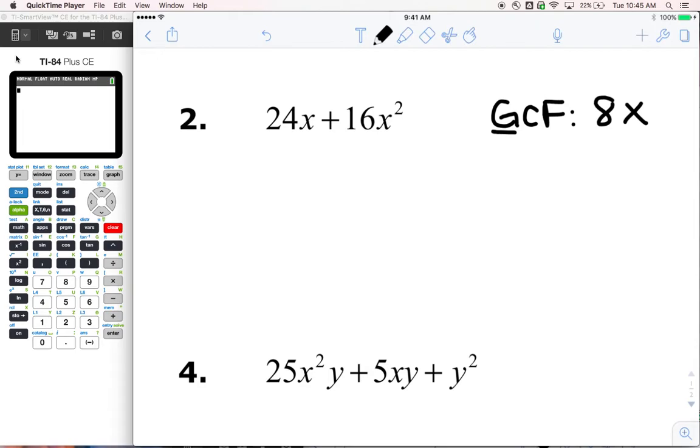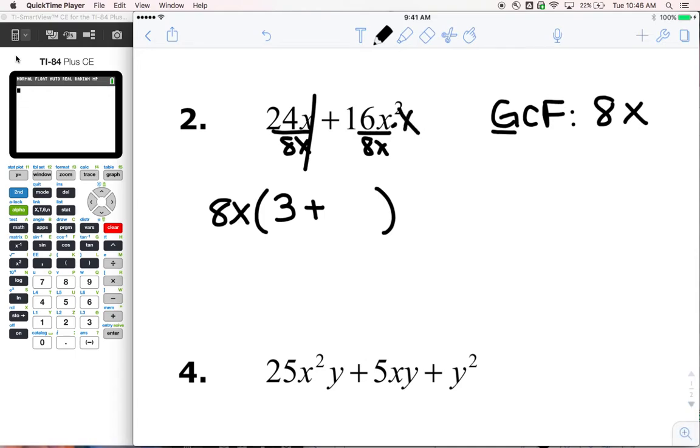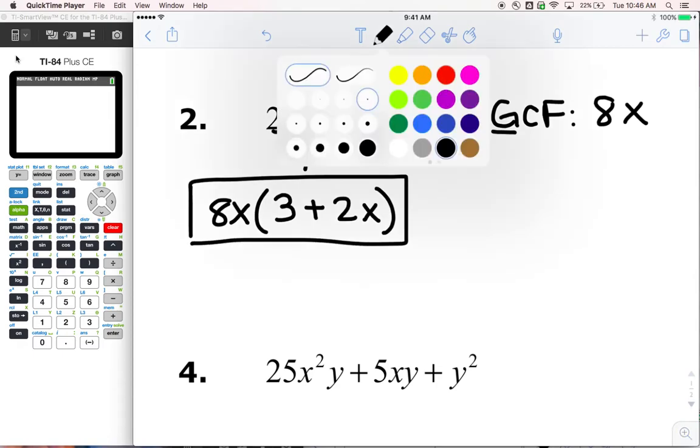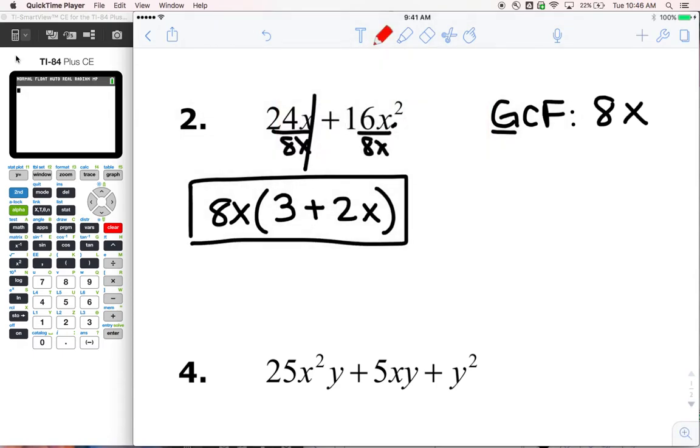Okay, so that term is going to go outside of parentheses because we're going to take it out. We're going to assume that that's what was on the outside if we were to distribute. So to get what's left over, we divide by this. The x's cancel here, so 24 divided by 8 is 3. And here only one of my x's cancel, right? Imagine this is really x times x. So I'm still left with an x, and then 16 divided by 8 is 2. So this is my factored form once I take out the GCF, the greatest common factor.